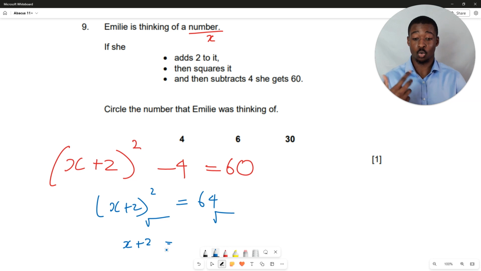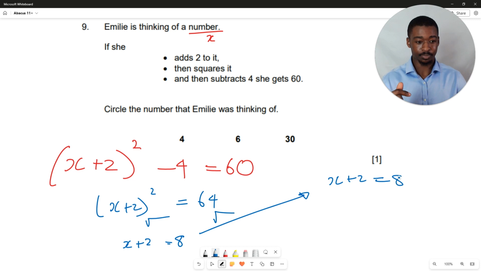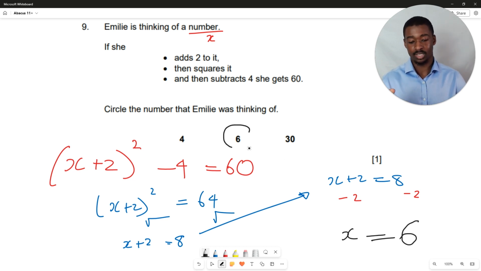Right-hand side, we have the square root of 64, which is 8, because 8 squared is 64. Let's bring this up here so we have a bit more space. X plus 2 equals 8. Well, now we can subtract 2 from both sides. Let's put it in a nice bold red. And this gives us on our left-hand side what we wanted, x. And on the right-hand side, we have 8 minus 2, which gives us our magic number of 6. So now we know the number that Emily was thinking of is, or was, 6.